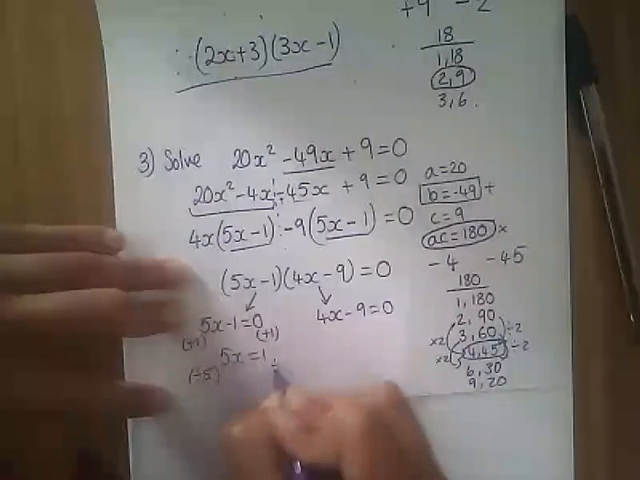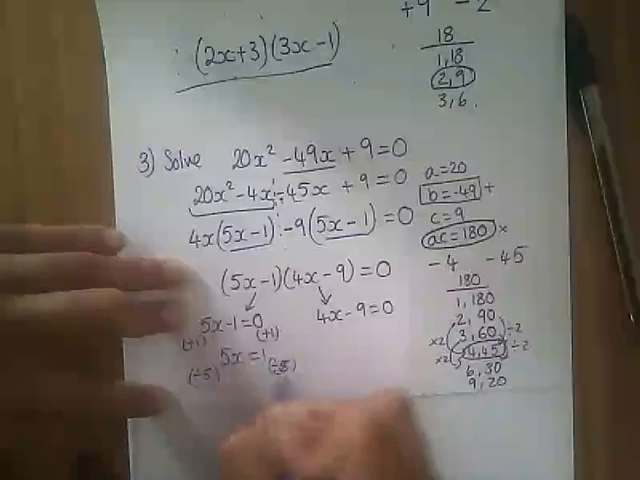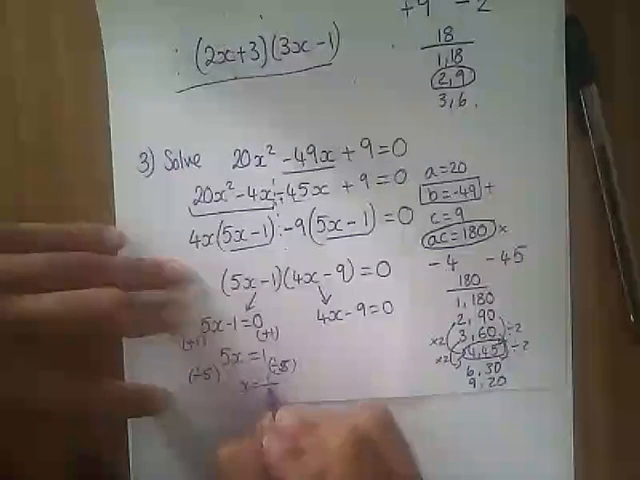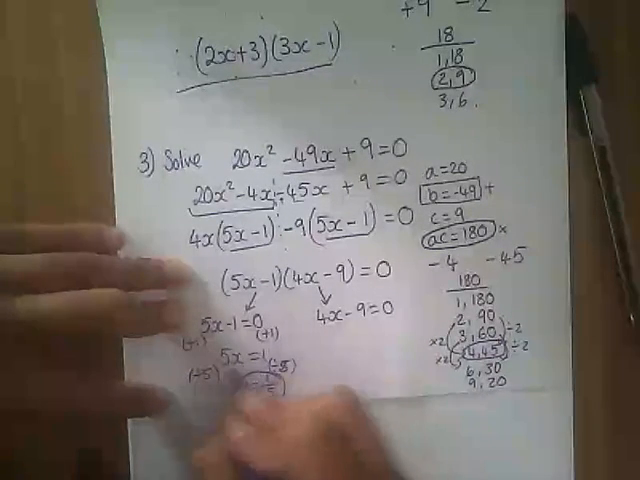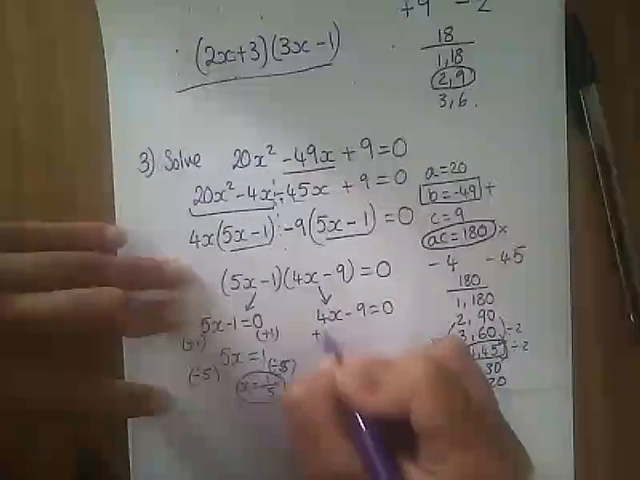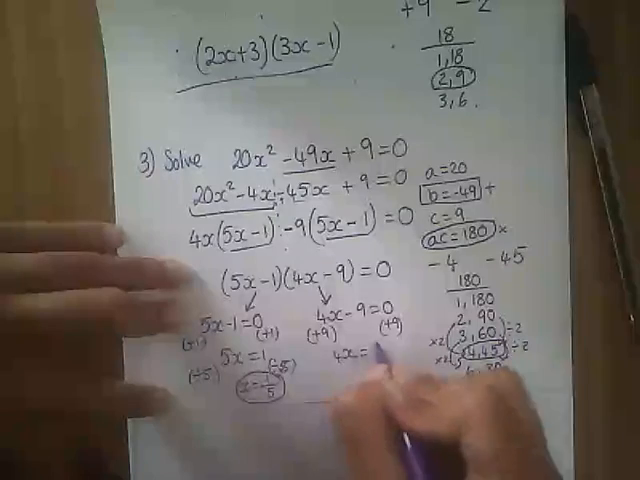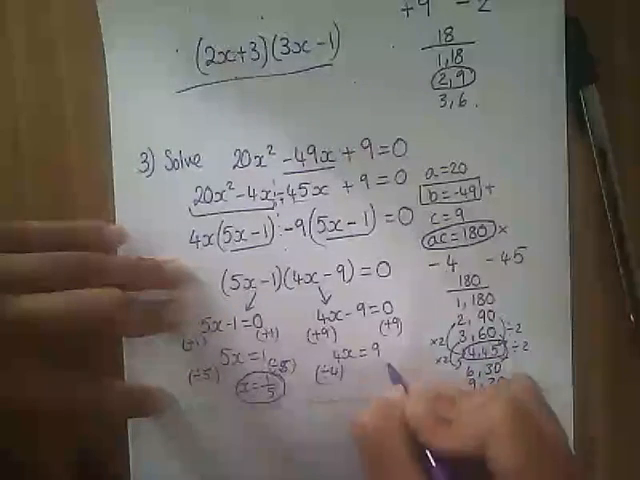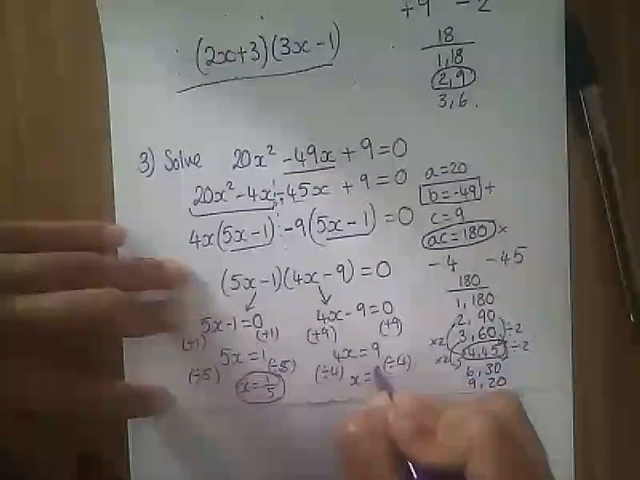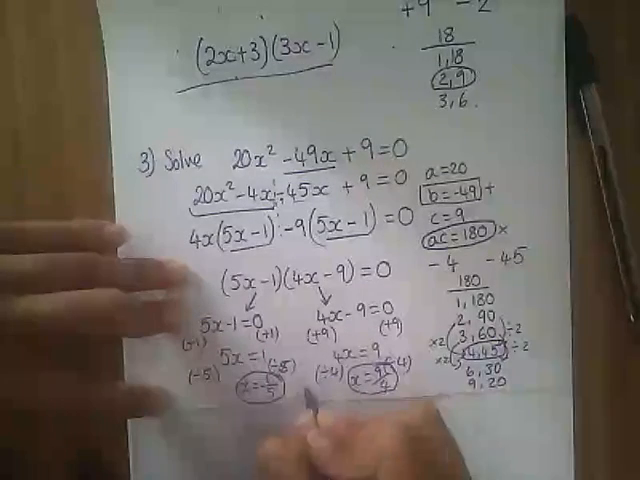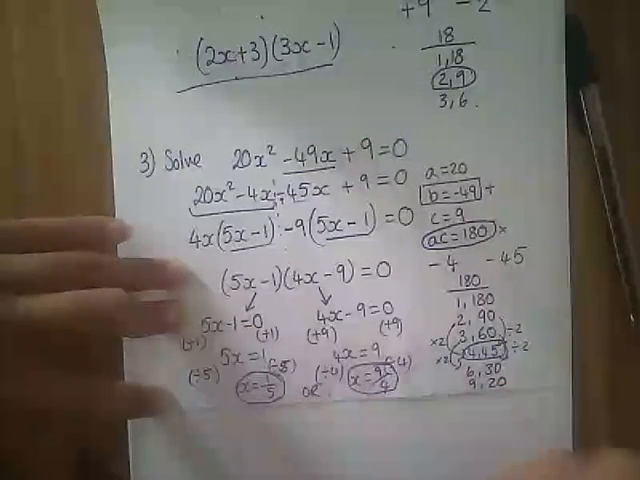Now obviously that is not going to be a very nice number, it is going to be 0.2, but I would just leave it as a fraction. 1 divided by 5 is going to be a fifth. Same over here. Add 9 to both sides. 4x equals 9. Divide by 4. X equals 9 over 4. So your two values of x are x is a fifth or x is 9 over 4.